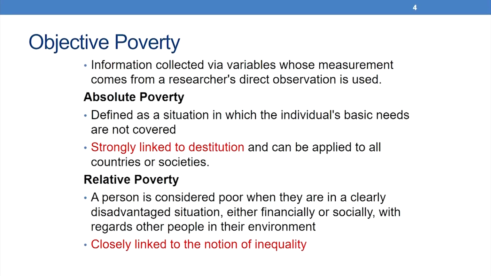And a related concept is what is called relative poverty. From the perspective of relative poverty, a person is considered poor when they are in a clearly disadvantaged situation, either financially or socially, with regards to other people in their environment. So, here the focus is mostly on the notion of inequality. Income inequalities between different groups reflect relative poverty. And the classification between poor people and those who are not poor in accordance with this last criterion depends on the degree of development of the society under study and cannot be transferred to a different society.